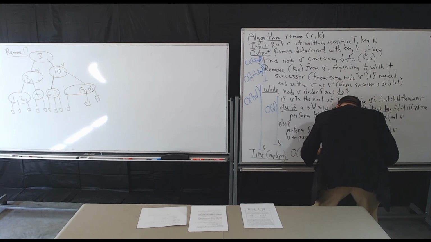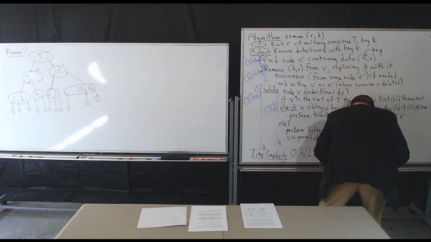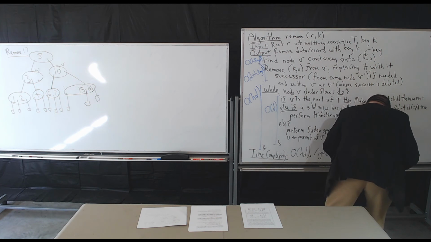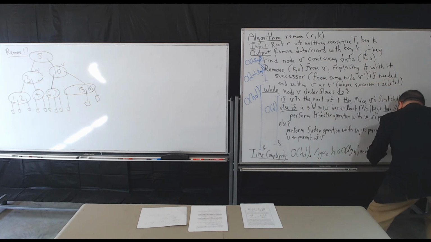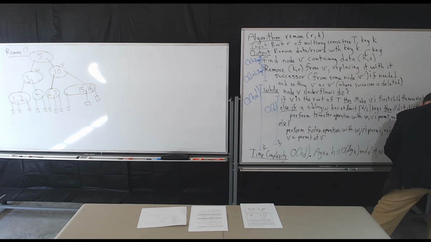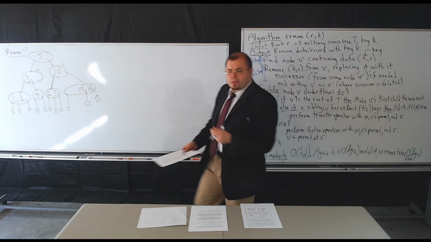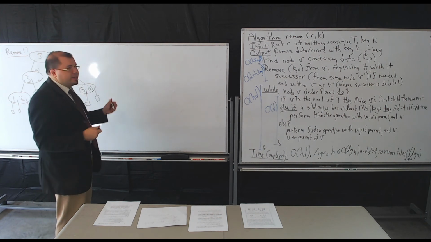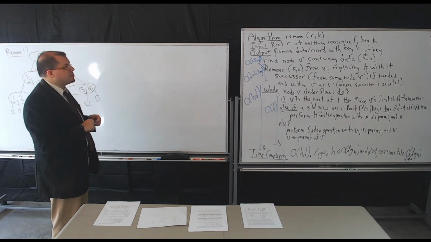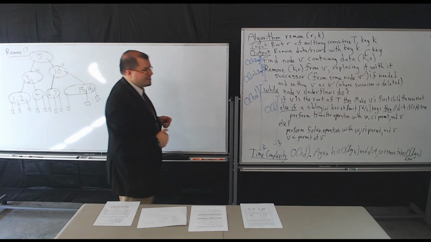So again, H is big O of log n, right? And D is equal to 4. So remove takes how long? It takes big O of log n time, right? So another log n operation. Isn't that great? So we can do insertions, removals, searches, all in logarithmic time, just like what we had with the AVL tree. Except this is far more general, right?